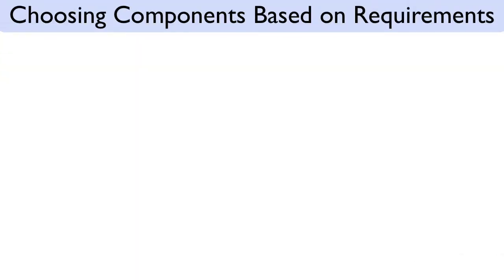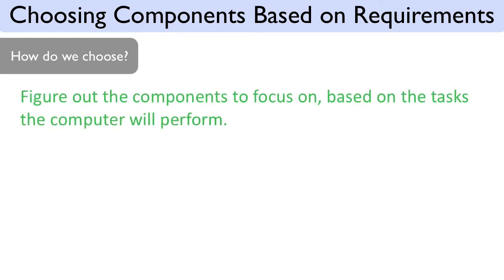In this lecture, we'll be talking about choosing components based on requirements. With all the different brands and models of computer parts available in the wild, it can be a daunting task figuring out which ones to get. It's even more daunting if you have a specific task for your computer in mind, but don't know which components should perform the best for those tasks. In this lecture, we're going to tackle those problems to make it easier to decide which parts to buy.